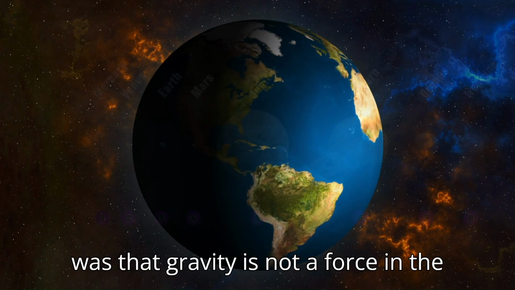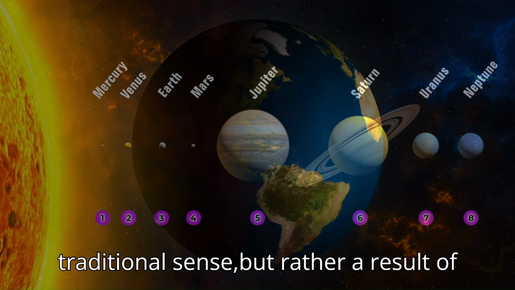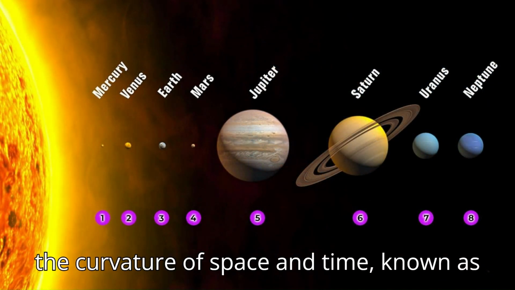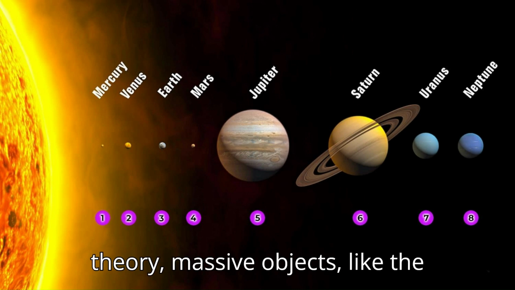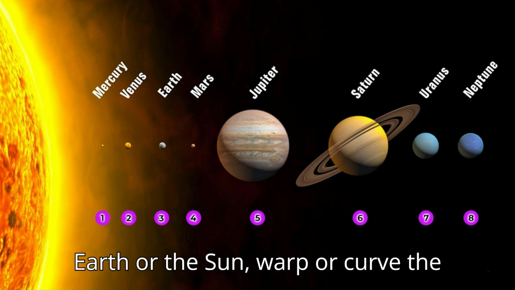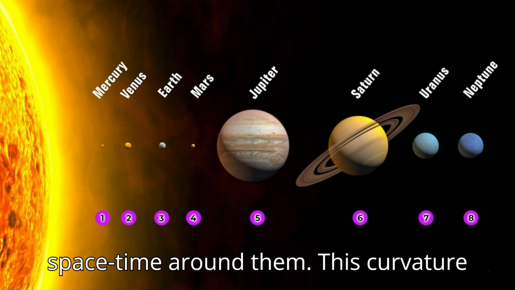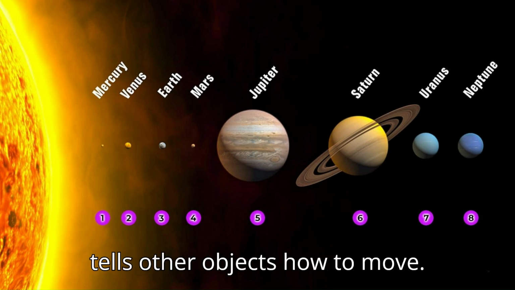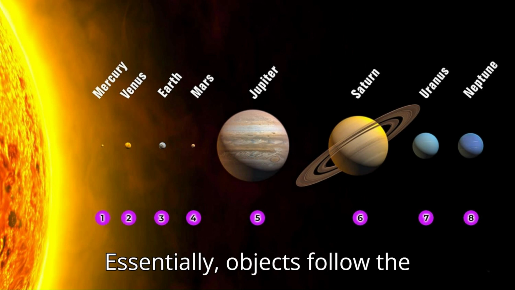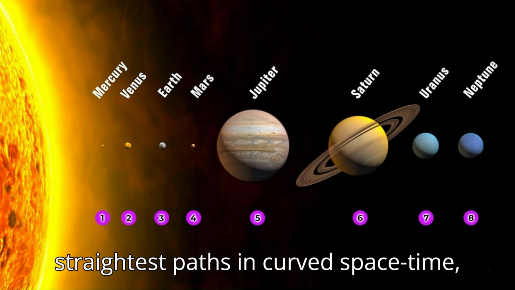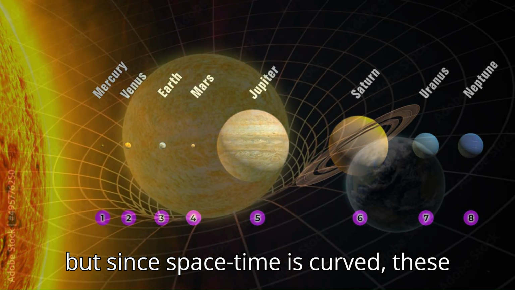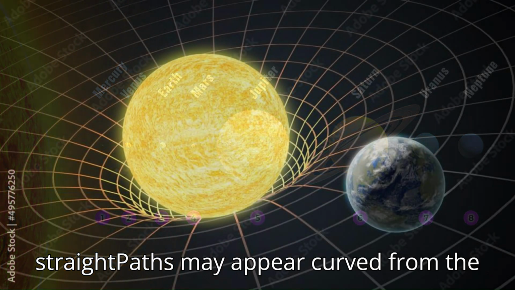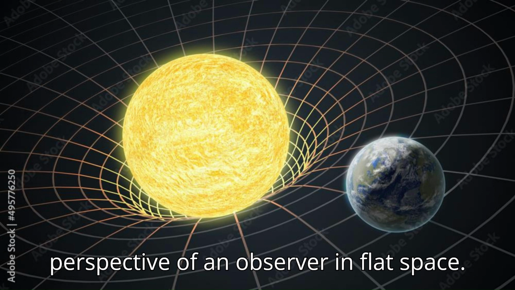Einstein's key insight was that gravity is not a force in the traditional sense, but rather a result of the curvature of space and time, known as spacetime. According to his theory, massive objects, like the Earth or the Sun, warp or curve the spacetime around them. This curvature tells other objects how to move. Essentially, objects follow the straightest paths in curved spacetime, but since spacetime is curved, these straight paths may appear curved from the perspective of an observer in flat space.